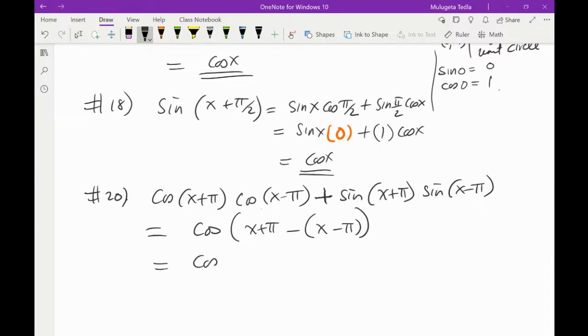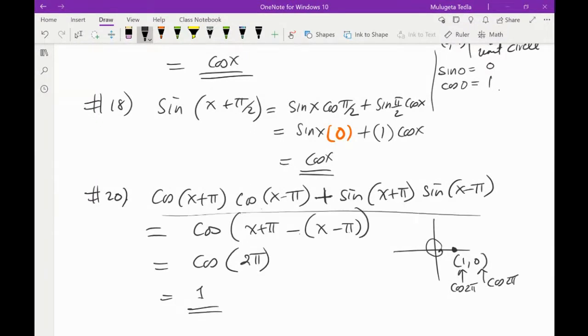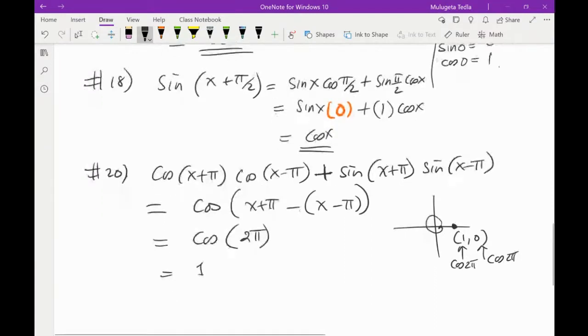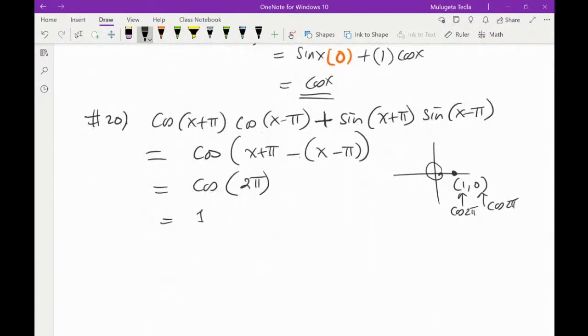Cos of x minus x is 0, pi minus minus pi is 2 pi. And of course, cos of 2 pi, as you remember, 2 pi is the whole circle back. This is 1, 0. 1 is for cos of 2 pi, 0 is for sine of 2 pi. So this is actually 1. The whole thing is equal to 1. If you don't like what I'm doing in the unit circle, you can use your calculator. Cos of 360 is 1.